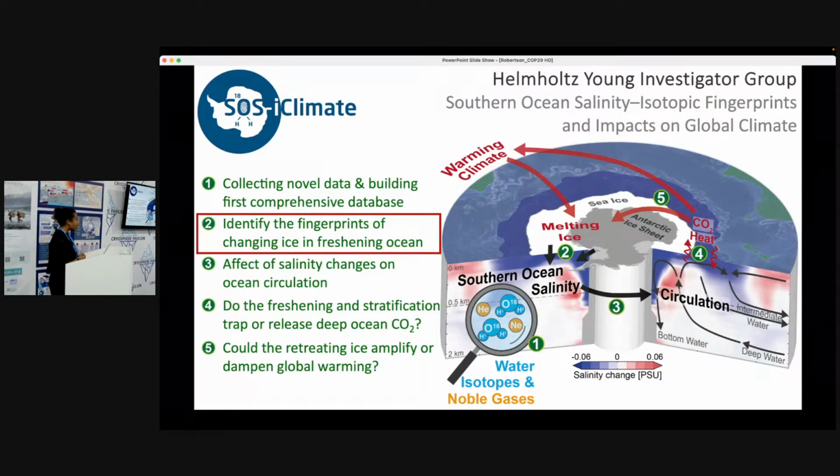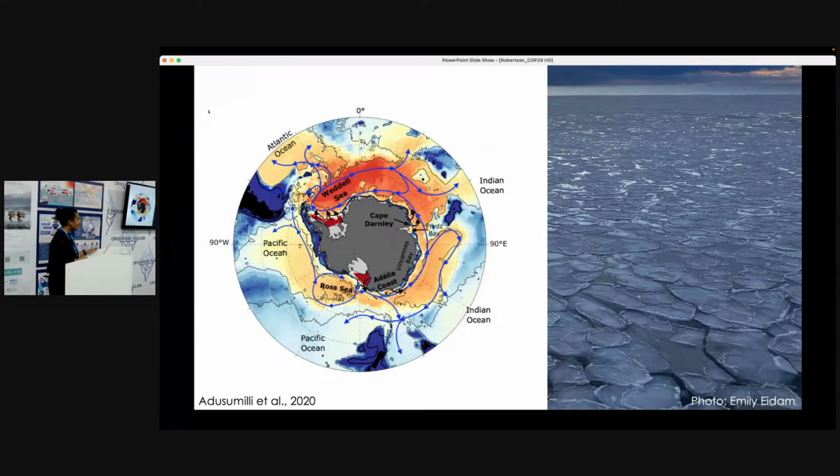So moving on to what we do with these observations, I mostly work on the second part of the project where we use these observations to identify fingerprints of changing ice in a freshening ocean. There's a couple different regions around the Antarctic continent where Antarctic bottom water is formed. I'll be primarily talking about the Weddell Sea.